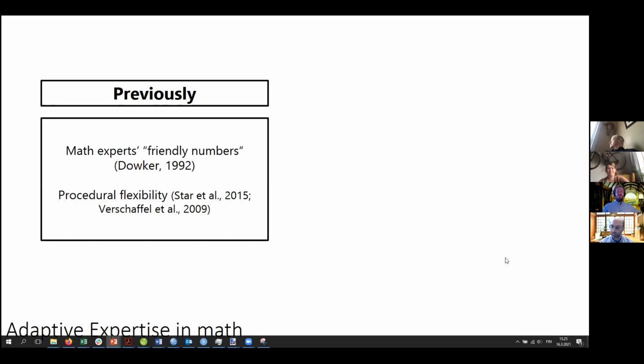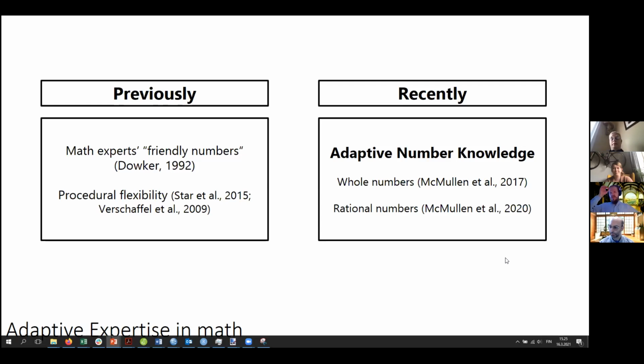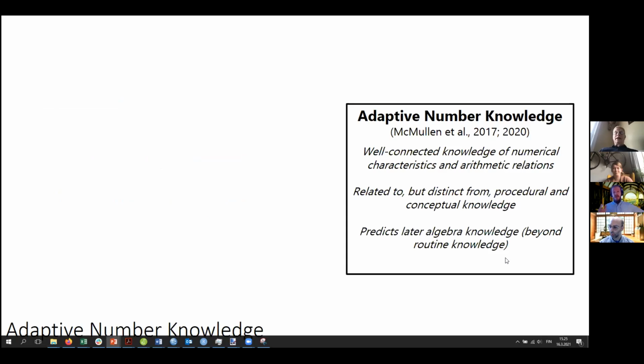Notably, for instance, Anderson looked at this in the early 90s with this idea of how math experts solve mental calculations using friendly numbers and are able to work between the numbers in creative and new ways. This has been looked at a lot in the field of procedural flexibility, in particular in algebra and arithmetic. And my colleagues' own work has looked at what we call adaptive number knowledge with whole numbers and rational numbers. Adaptive number knowledge is defined as the well-connected knowledge of numerical characteristics and arithmetic relations.